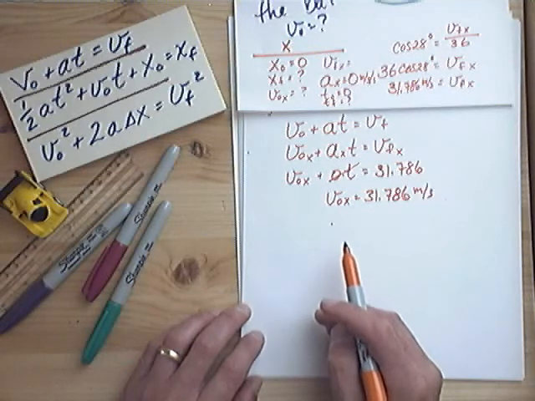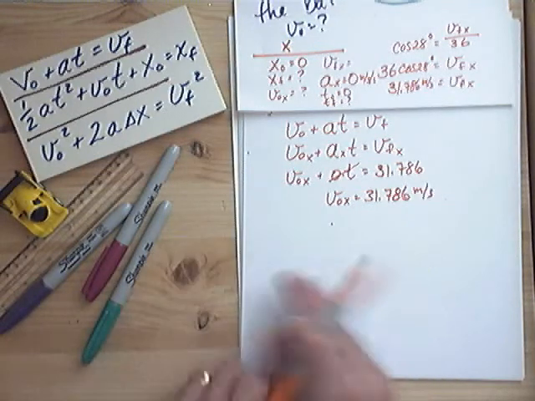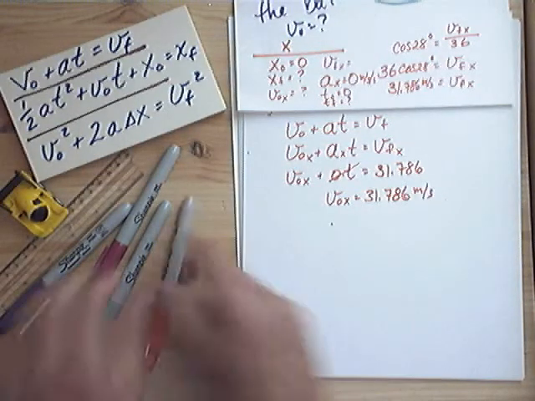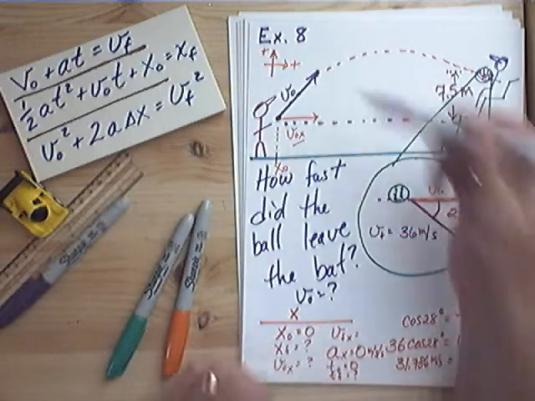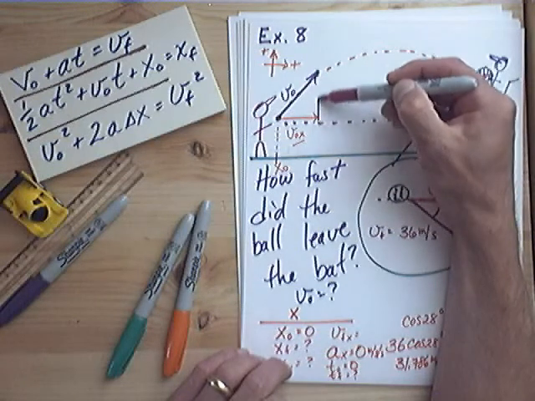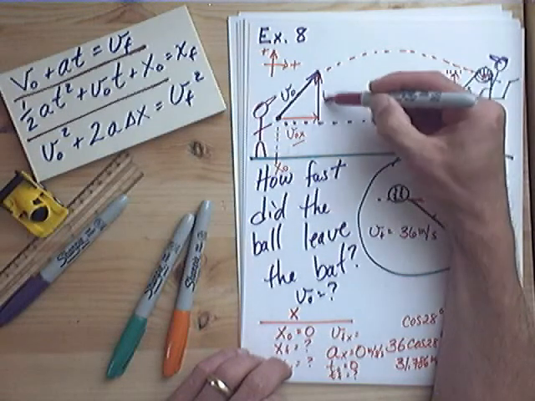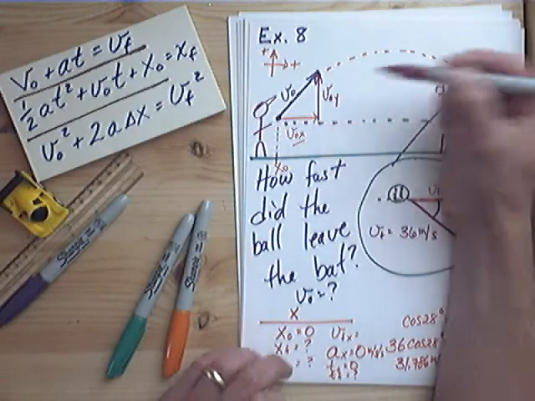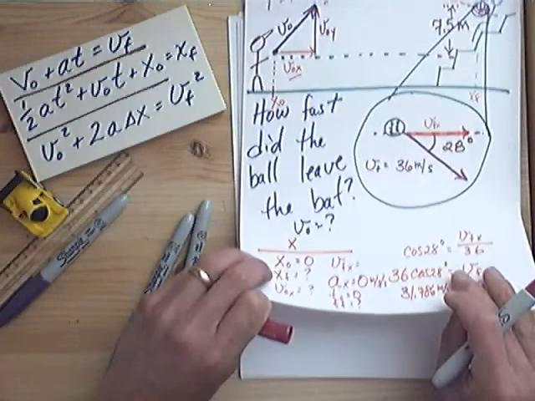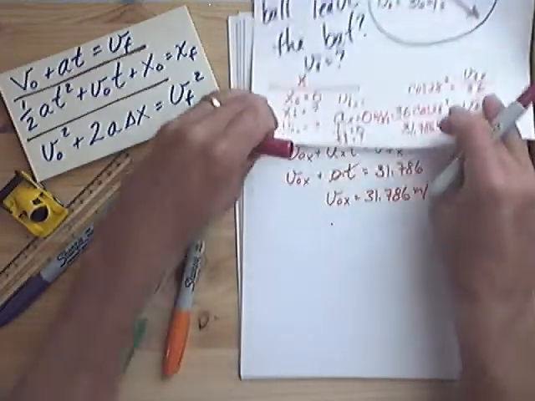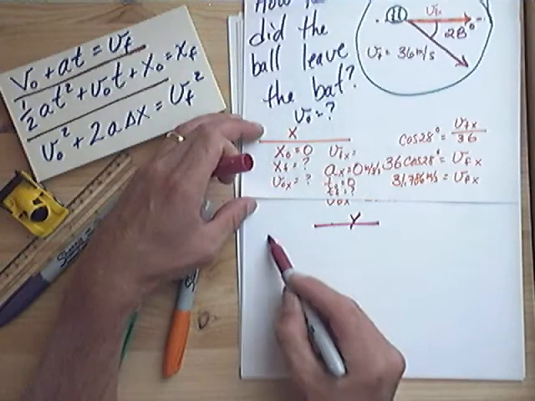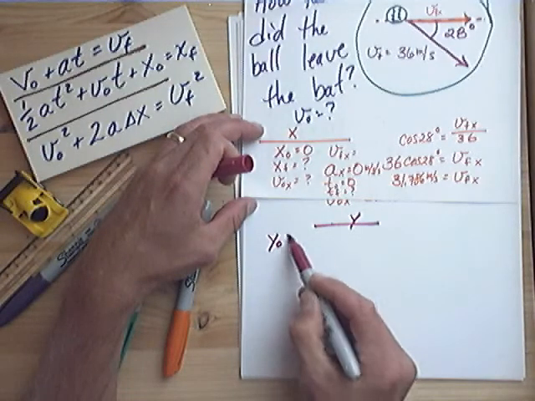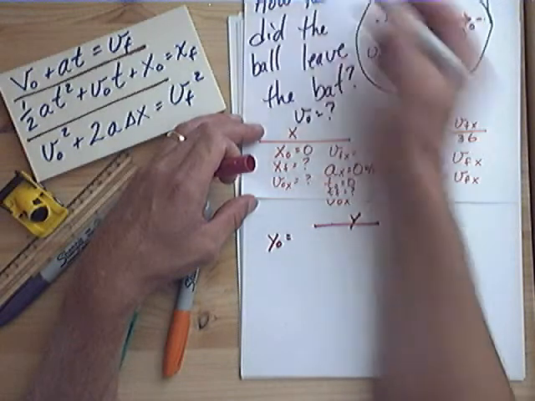Yay! Now we need to find out what the velocity in the y direction is. So if we go back to here, this is going to be my initial velocity in the y direction. So let's see if we can figure out what that is. What do we know in the y direction? Our initial y position is going to be 0.